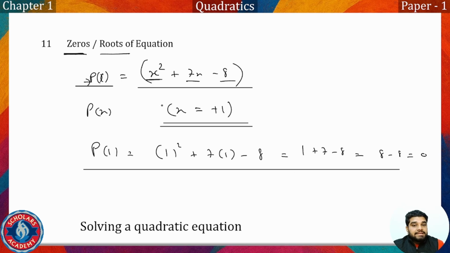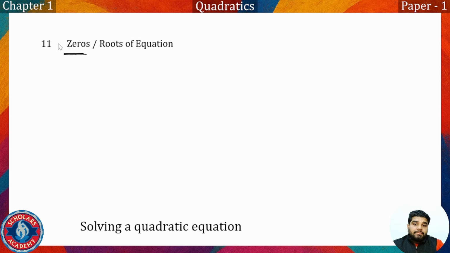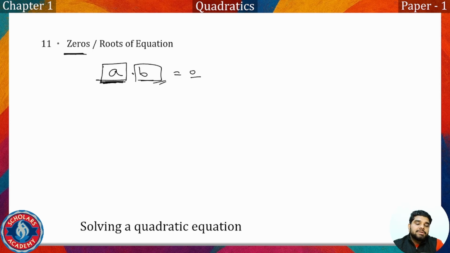So how to find these zeros? Whenever we say that a times b is equal to 0, it's a normal rule that either a should be equal to 0 or b should be equal to 0 to make the product equal to 0. Either of them should be equal to 0. So we'll take a is equal to 0 or b is equal to 0.